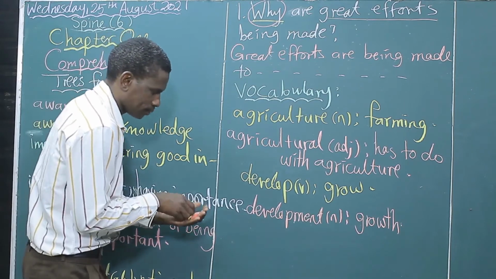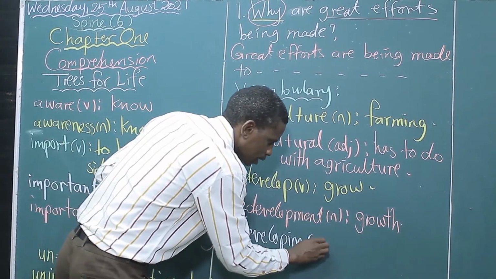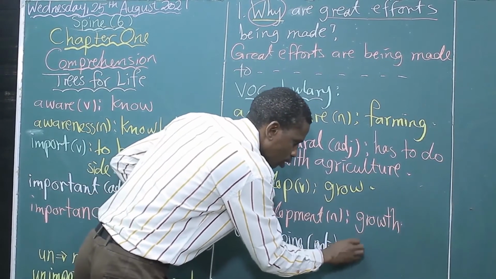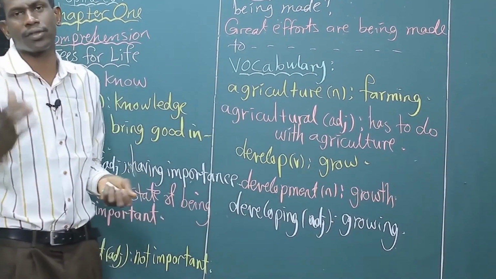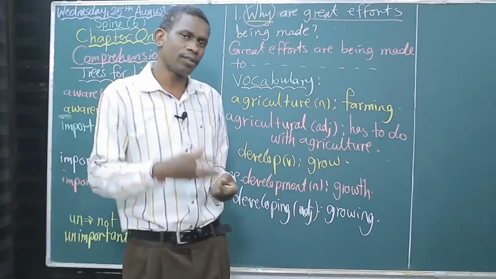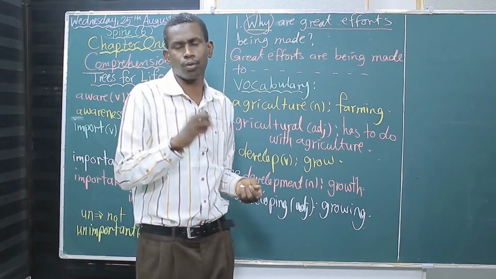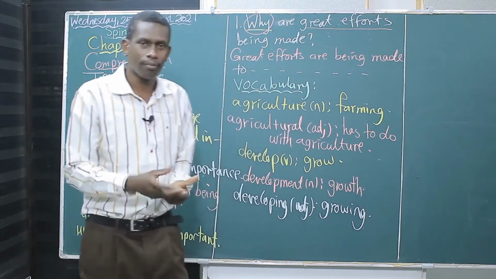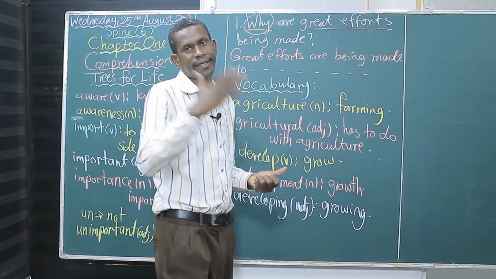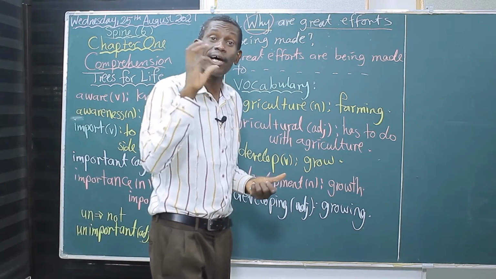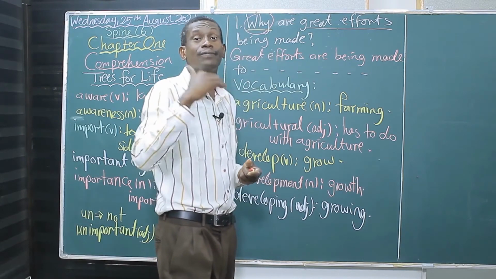And then also we got developing. Developing is an adjective. It means growing. The developing countries means the growing countries, the countries that are growing right now. Developing countries like Sudan, Ethiopia, Kenya, Egypt, Morocco. These are developing countries. But please, developing countries like Sudan, Ethiopia, Uganda, Kenya, they are not developed countries. Developing countries are not developed countries.